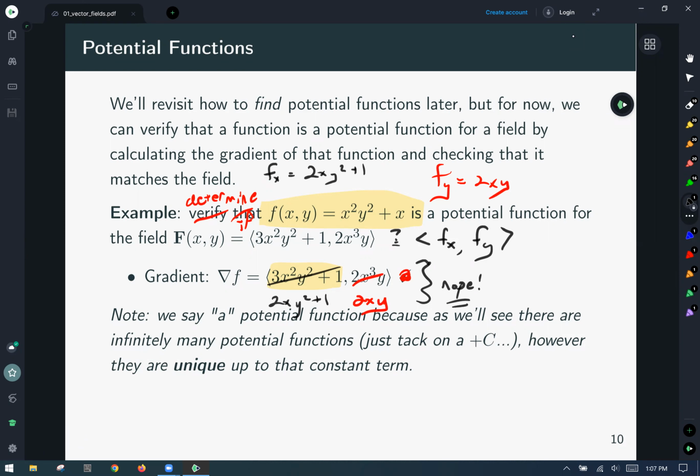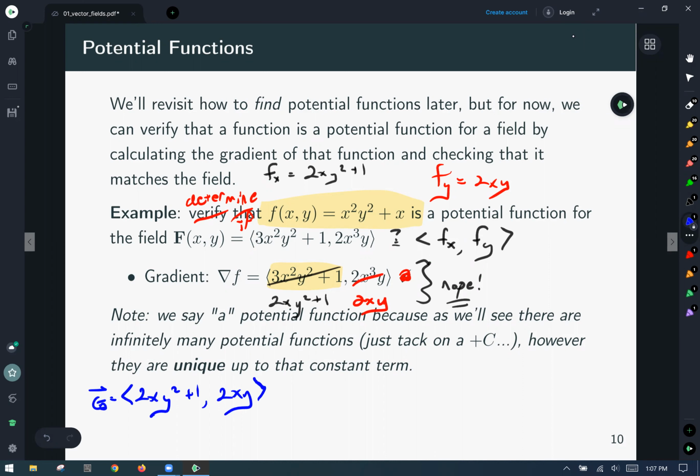Now note it says a potential function here, and we use that language a lot when we're talking about potential functions, because as we'll see, there are infinitely many potential functions. You could just tack a plus c onto them. However, they are unique up to that constant term. So what does that say? Well, keep the same scalar function, but say we were actually given this as the vector field. Let's name it G so we don't have two things of the same name on the same page. So G is 2xy squared plus 1, and then 2xy.